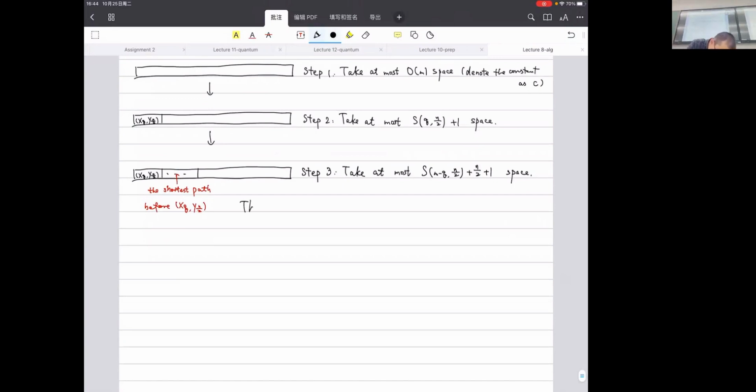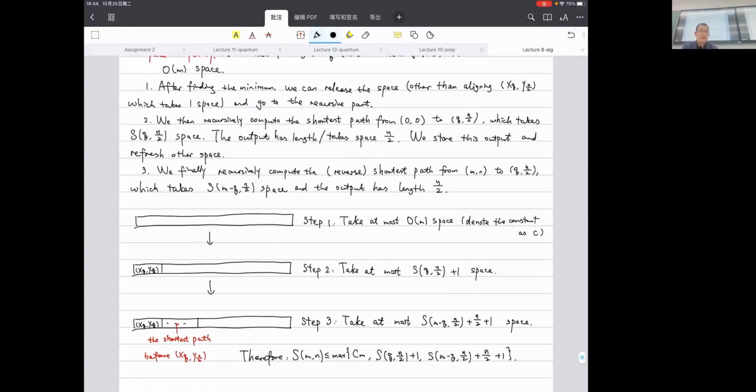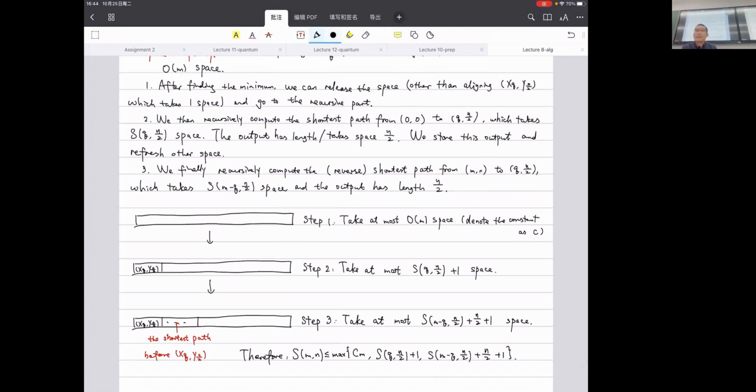So therefore, a final conclusion that we can make for the recursive formula of the space complexity is that S(m, n) is smaller than the maximum of c times m. Here we use c to represent the constant of the space complexity of the original algorithm. Also the maximum includes S(q, n/2) plus 1, and S(m - q, n/2) plus n/2 plus 1. So S(m, n) is smaller than the maximum of these 3 values. So any questions about these 3 points and the recursive formula that we get?